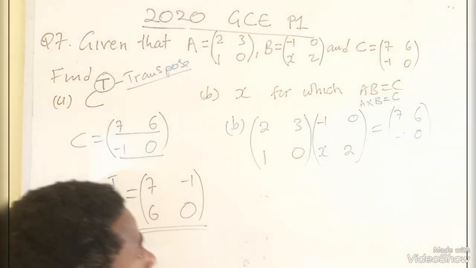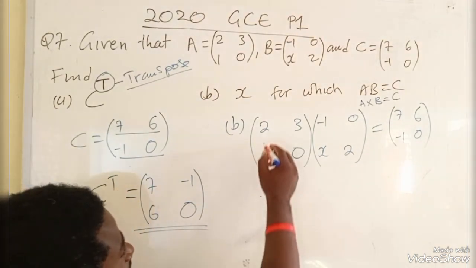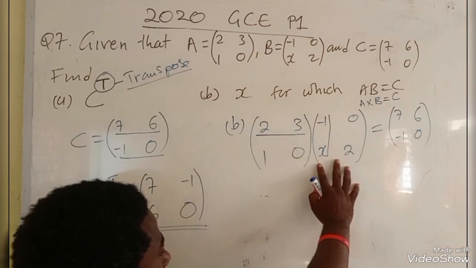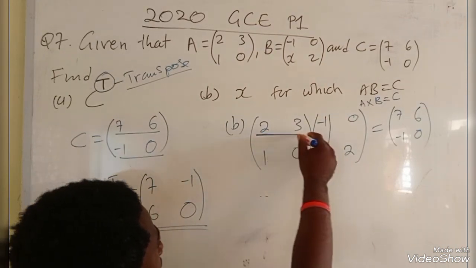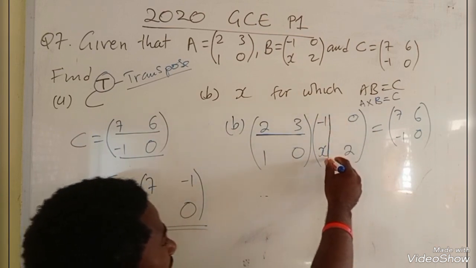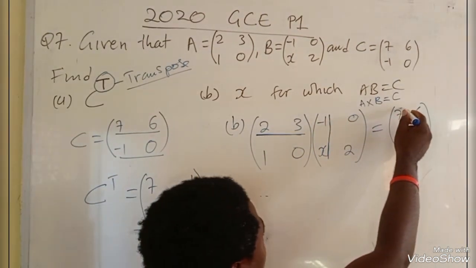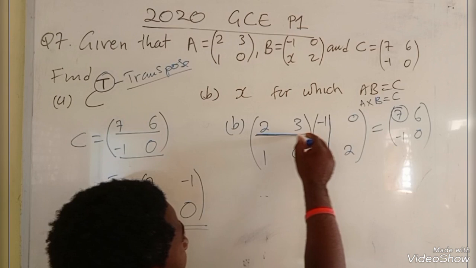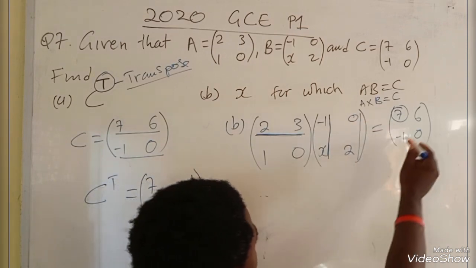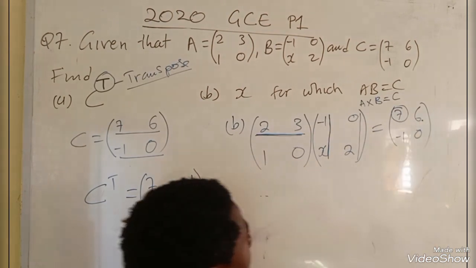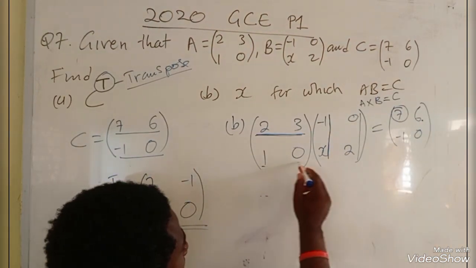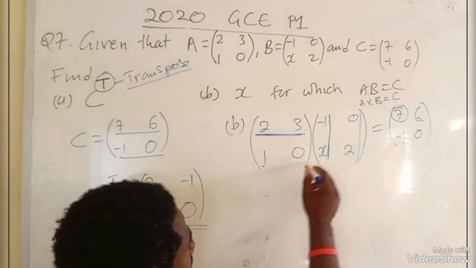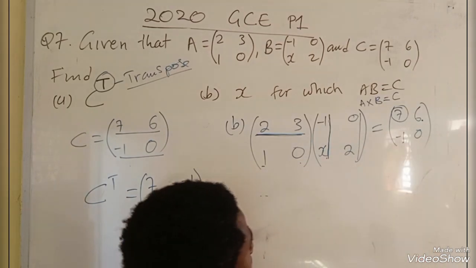Now how do we multiply? We multiply the row of this matrix times the column of this matrix. When we multiply this row times this column, we are going to have 7. That is the result. When we multiply this row times this column, we are going to have the result 6. This row times this column is equal to -1. This row times this column is equal to 0.